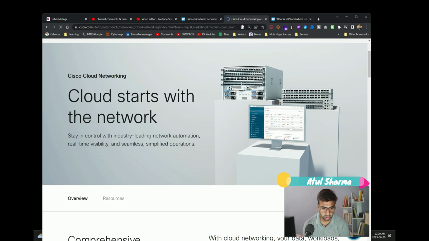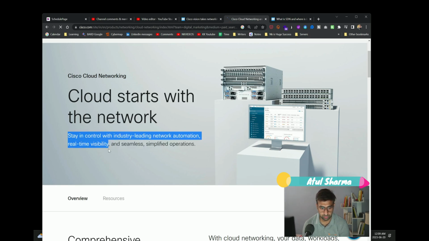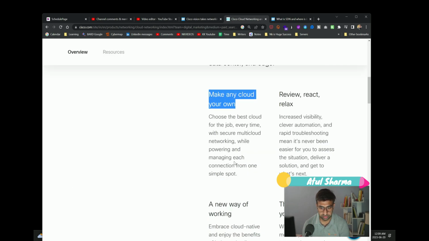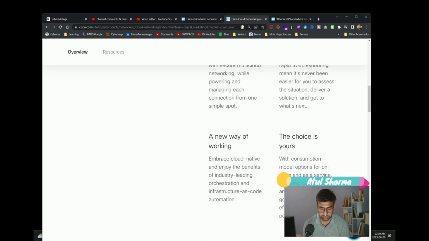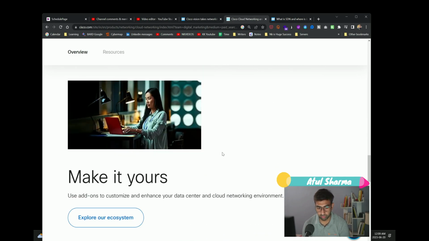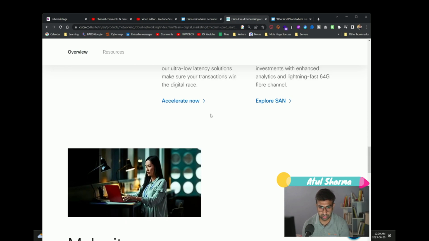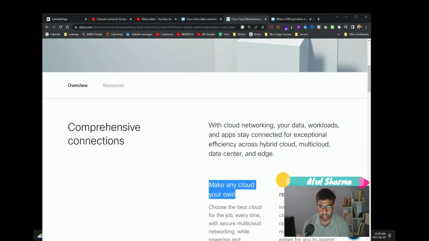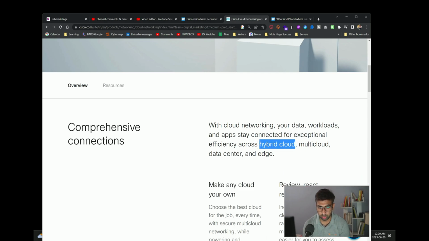So cloud starts with the network. So stay in control with the industry leading network automation, real-time visibility, seamless simplified operation. Make any cloud your own. Means if you buy these devices, you can connect with any of your clouds. Means obviously in your offices, you still need hardware, right? So these devices will connect with your servers which are in the cloud. And you can have a better hybrid or multi-cloud environment.